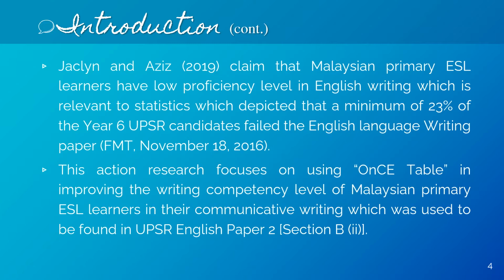Therefore, this action research focuses on using Once Table in improving the writing competency level of Malaysian primary ESL learners in their communicative writing, which used to be found in UPSR English Paper 2, Section B2. In this part, normally they have components like email, message, informal letter, and something else, which requires the candidates to write something to the receiver with a purpose.